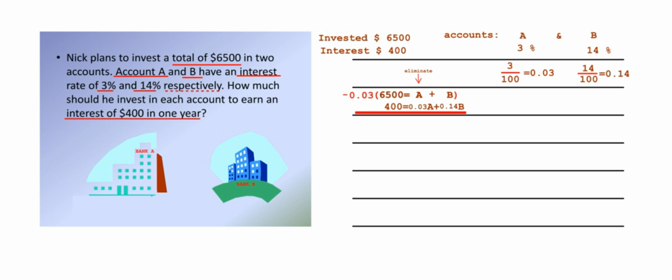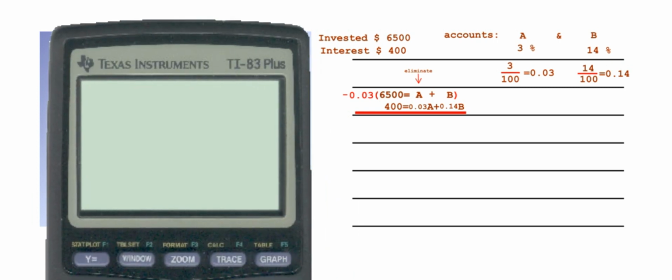So distributing 0.03 to everything, 0.03 times 6,500, this is where your calculator could come in handy. Try your calculators, clear anything that you might have.